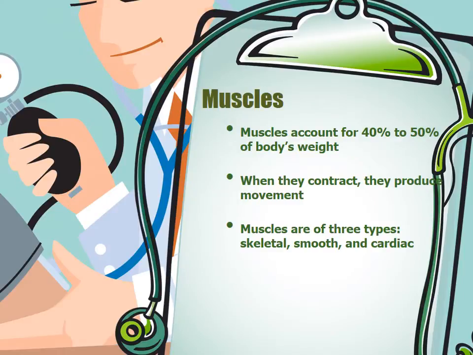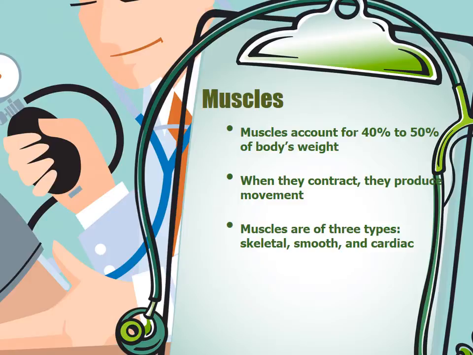Muscles. Our muscles account for 40 to 50% of our body's weight. So, this is why an individual who is physically fit, who does a lot of strength training, will usually weigh more than someone who does not do a lot of weightlifting, because muscle weighs more than fat. Okay, when those muscles contract, they produce what we call movement. This is what allows the parts of our body to be able to move.